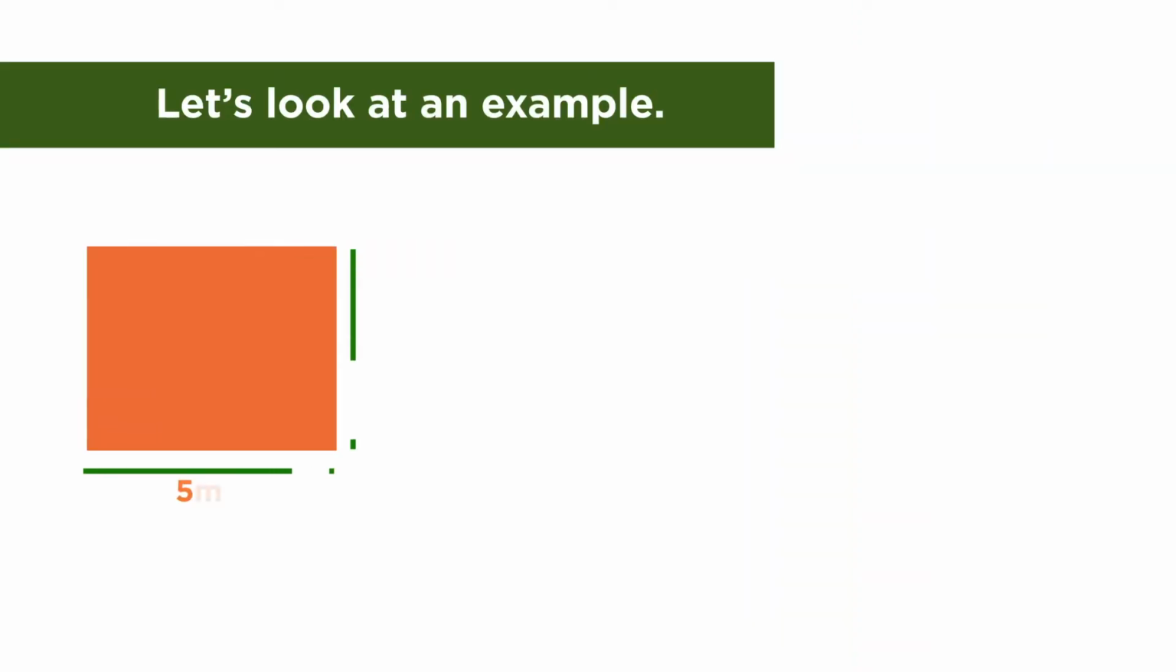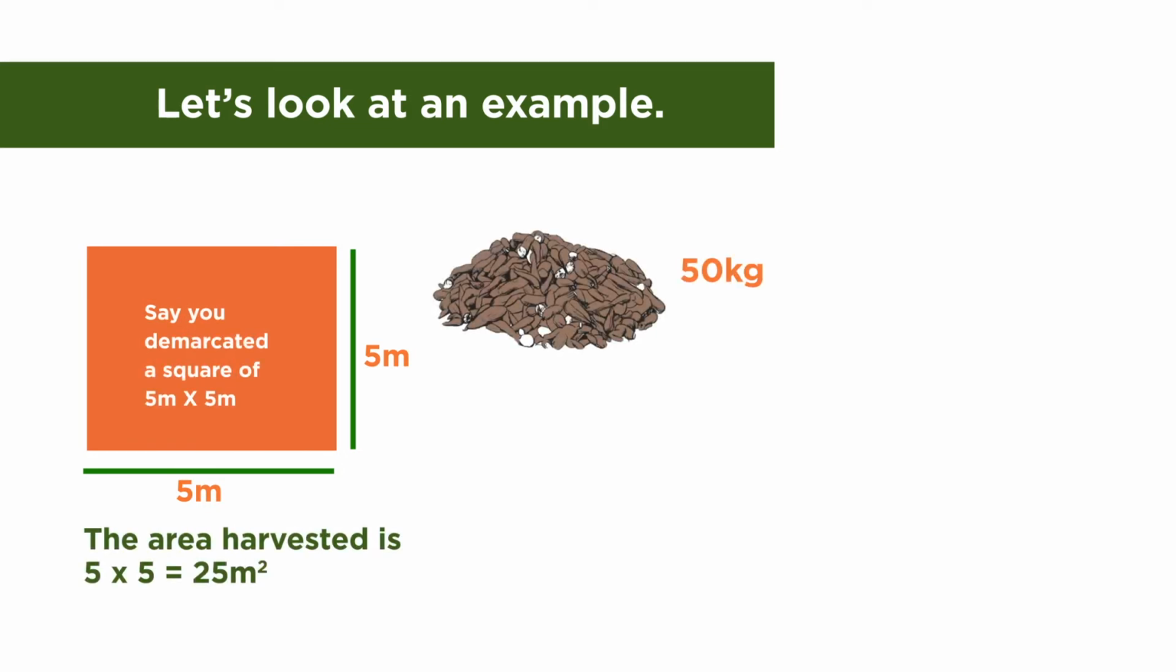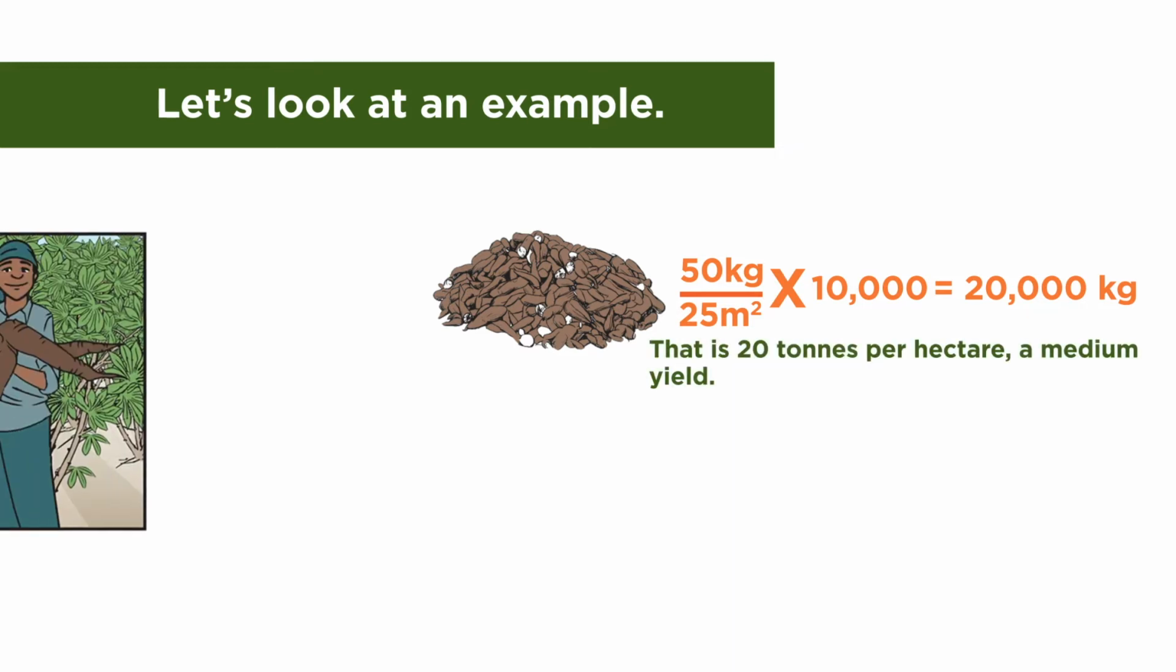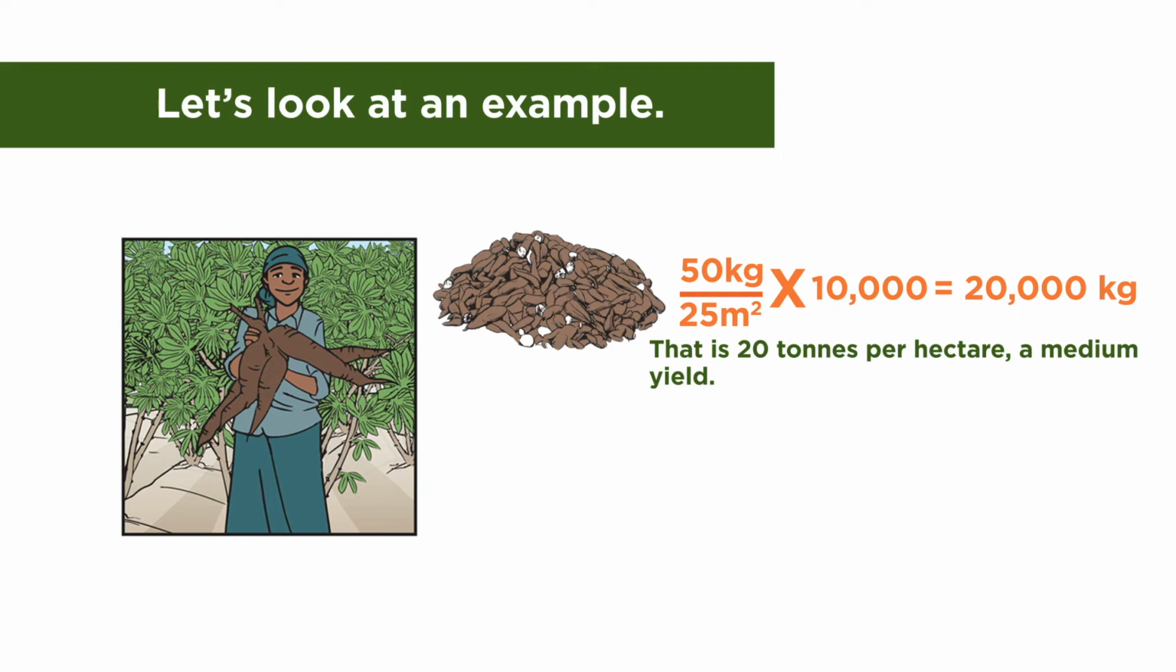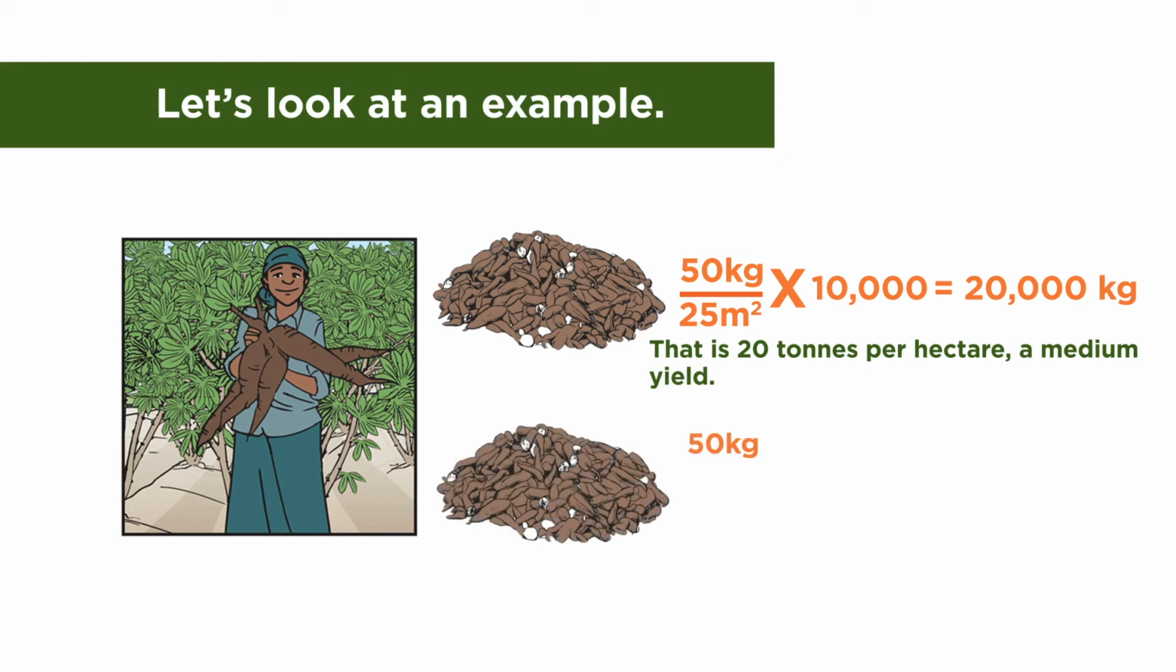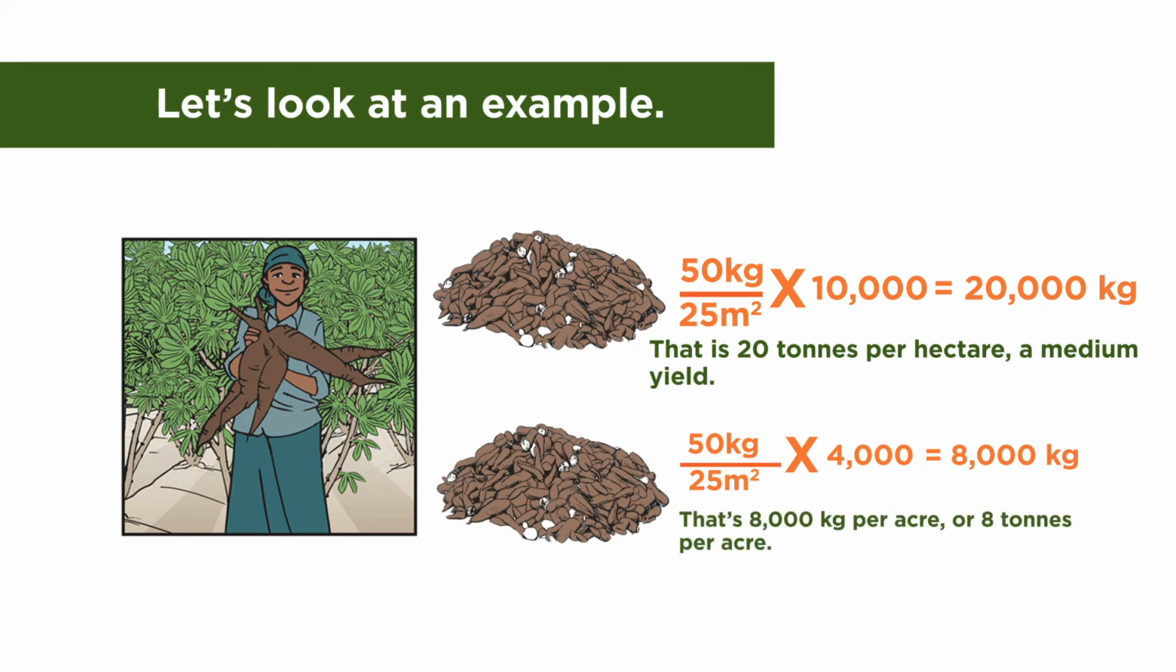Let's look at an example. Say you demarcated a square of 5 meters by 5 meters and harvested 50 kilograms of roots. The yield per hectare is then 50, your kilogram of roots, divided by 25, the square meters harvested, times 10,000, that is the square meters per hectare. This gives 20,000 kilograms per hectare. That is 20 tons per hectare, a medium yield. On an acre basis, it is 50 divided by 25 times 4,000. That's 8,000 kilograms per acre, or 8 tons per acre.